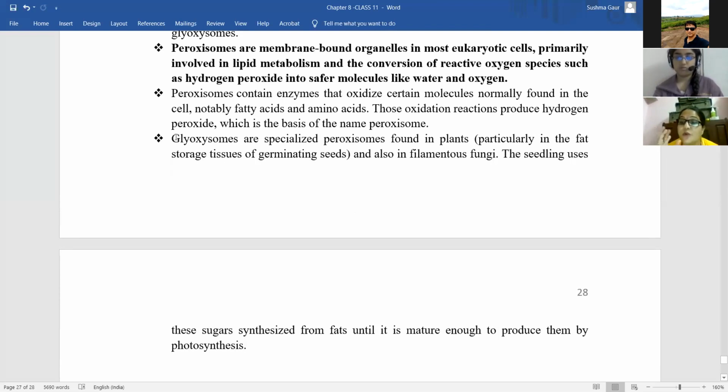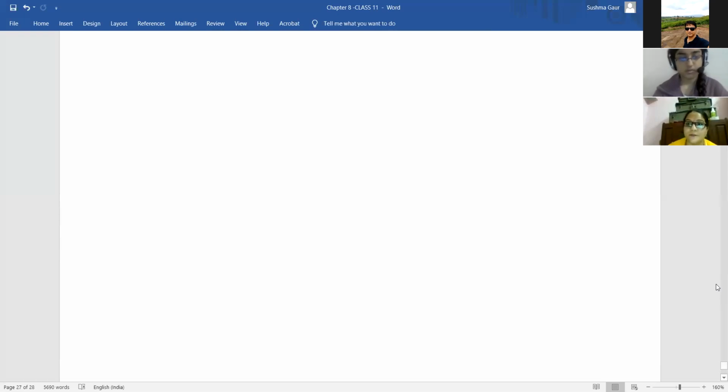They are responsible for storage of fats, and they are present in large number. Like vacuoles, they also perform a storage function. So they are present in plants, mainly in the fat storage tissues. This fat or sugar is utilized by the seedling, by the plant, till it is not capable of producing its own food by the process of photosynthesis. Okay, ma'am. So the chapter is complete.